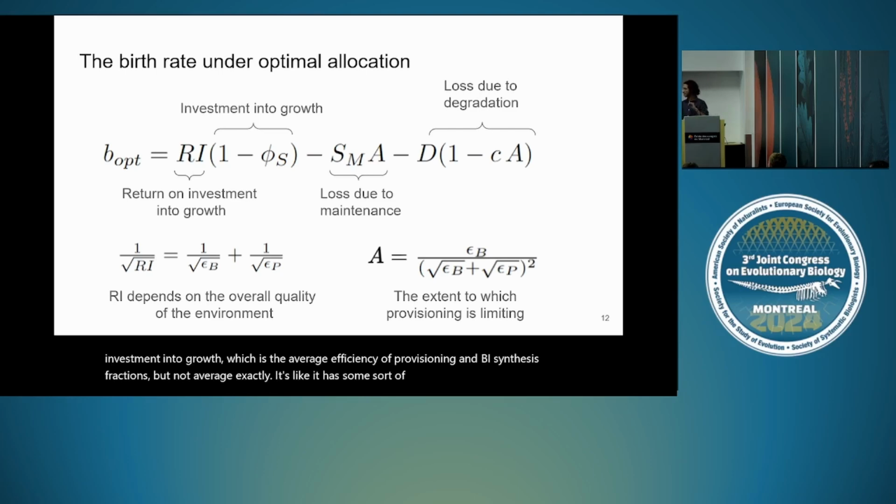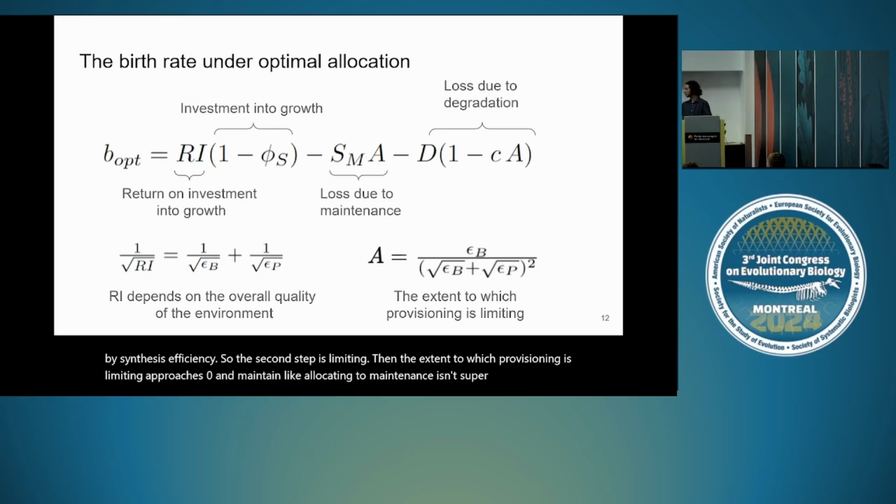So that's our baseline. Then we have some loss due to maintenance demands, and that loss is maximal when A is large, and A is the extent to which provisioning, which is the first step, is limiting. So if provisioning efficiency is way smaller than biosynthesis efficiency, A approaches 1, and then loss due to maintenance is maximal. And when provisioning efficiency is way larger than biosynthesis efficiency, so the second step is limiting, then the extent to which provisioning is limiting approaches 0, and allocating to maintenance isn't super costly.